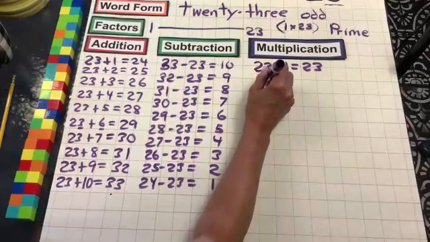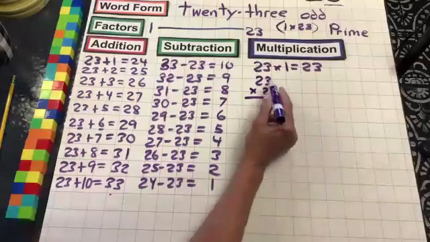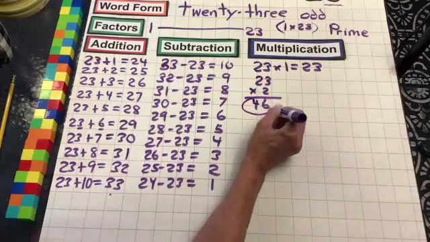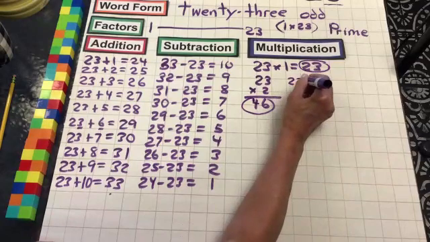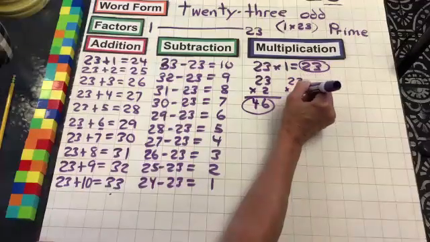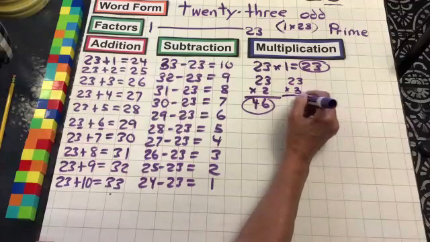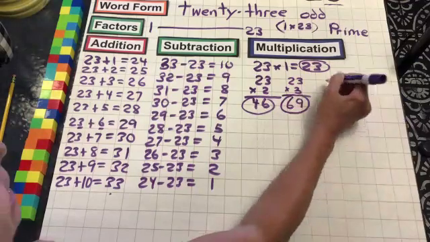We got 23 times 2. 2 times 3 is 6. 2 times 2 is 4. So 2 23s is 46. 1 is 23. Let's go on to 23 times 3. 3 times 3 is 9. 3 times 2 is 6. So 3 23s is 69.